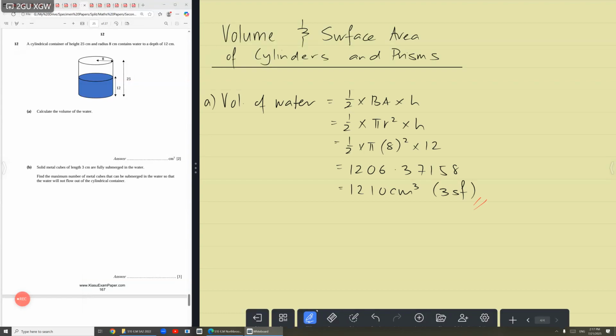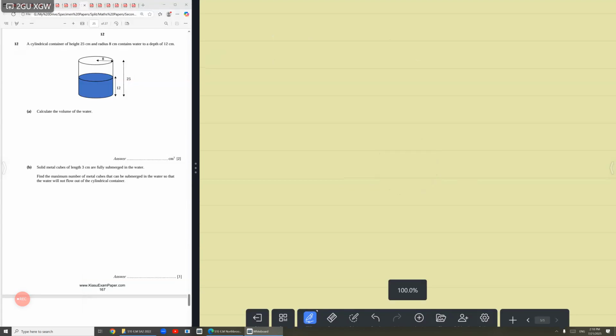Part B, solid metal cubes of length 3 centimeters are fully submerged in the water. Find the maximum number of metal cubes that can be submerged in the water so that the water will not overflow out of this cylindrical container. Okay, so basically, the balance volume of the container needs to be filled up with metal cubes. Okay, so let's look at the next part, part B here.